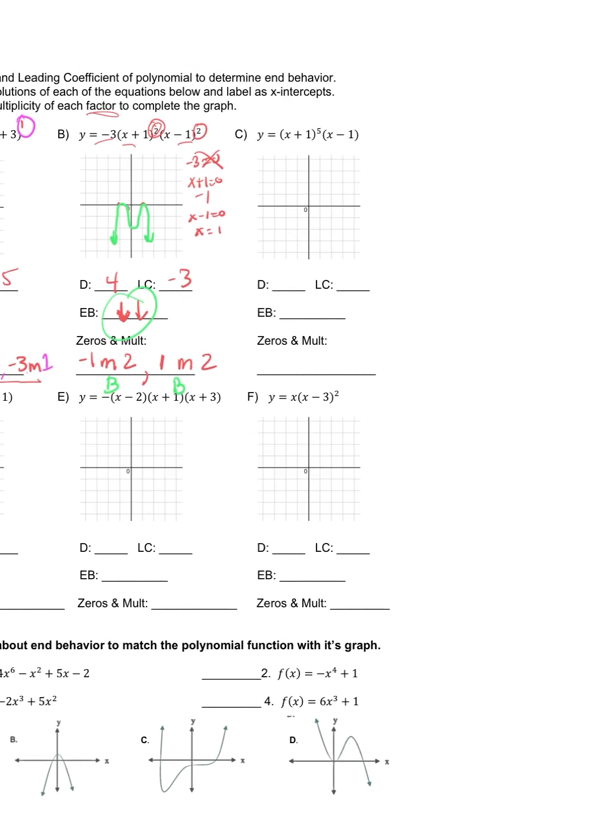Okay, number 3, or sorry, letter C. So here I'm going to do the degree. Here's a 5, here's a 1. So my degree is 6. Leading coefficient is here, +1. Since it's positive, even, end behavior's up, up. Zeros: I have a 0 here at -1 and a 0 here at +1. Okay, so let's do the -1 first. So -1 has a multiplicity of 5, and the other one at 1 has a multiplicity of 1.